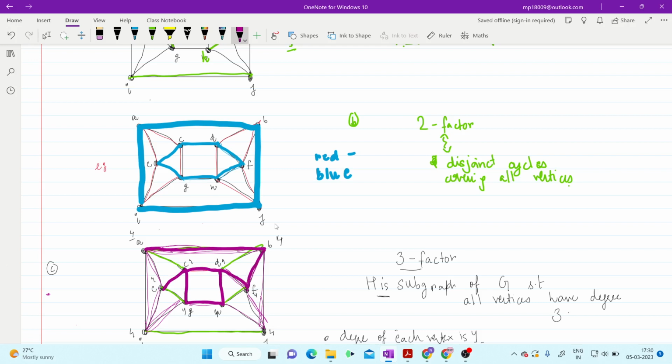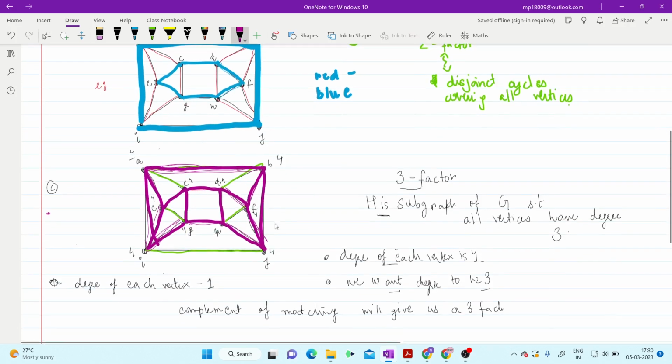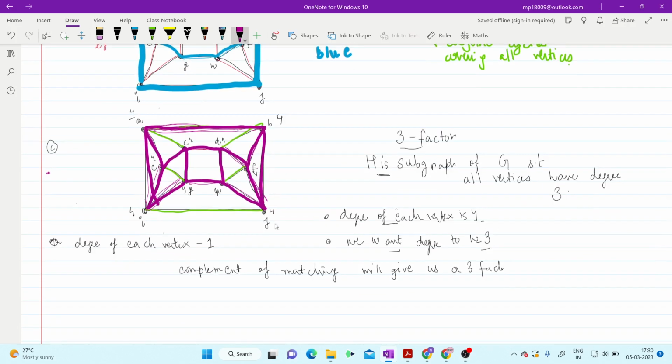So does this mean, ma'am, that for a graph to have a three factor, it should be a one factor first? Is a one factor a necessary condition? No. I'm just saying for this special case, basically for K, you can generalize this.